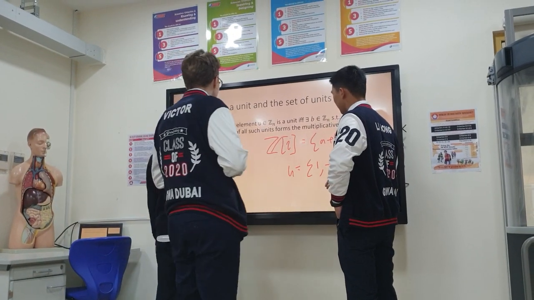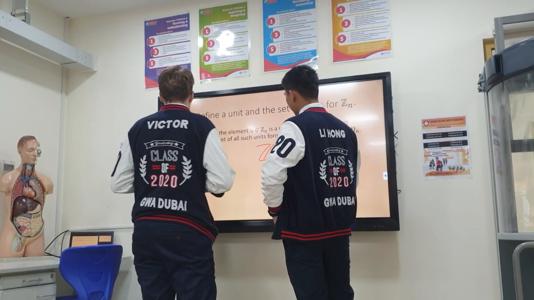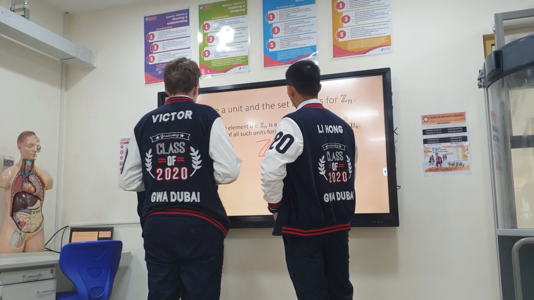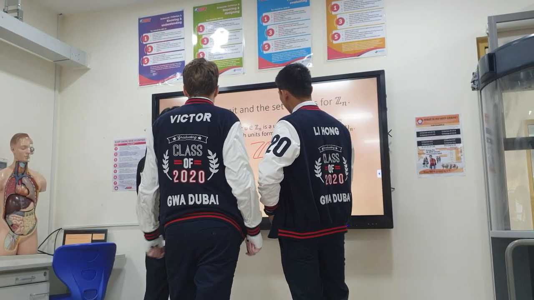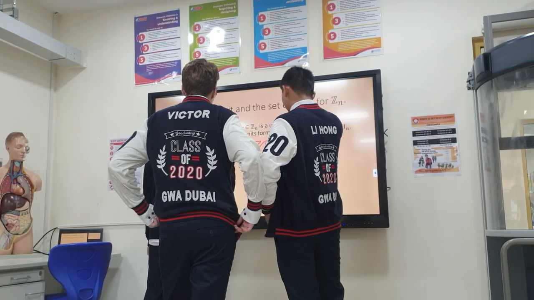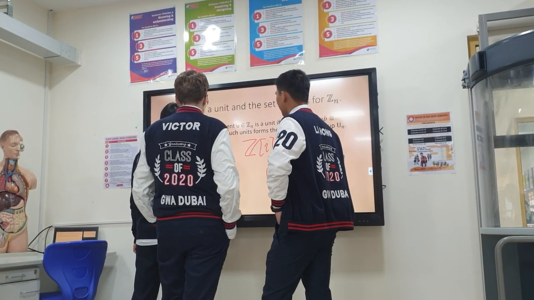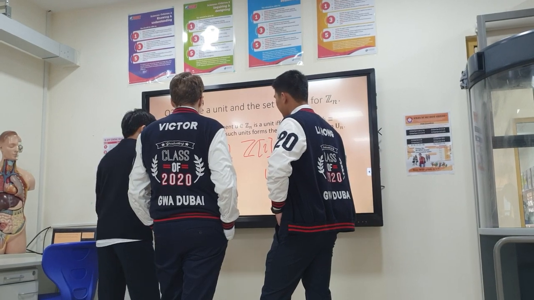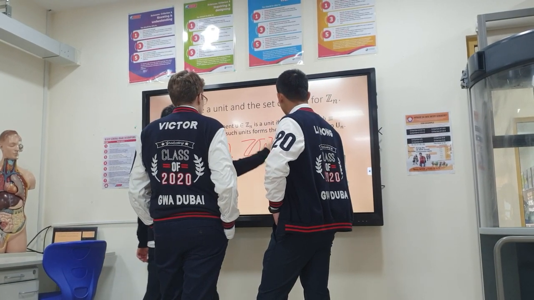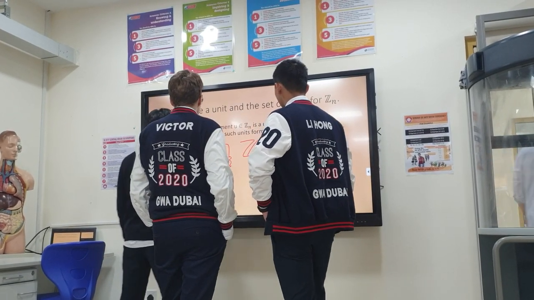Okay, so we only have this, and then we have this. And then the premise is A and B are part of the integers. But as we've defined earlier, AB is A times B.